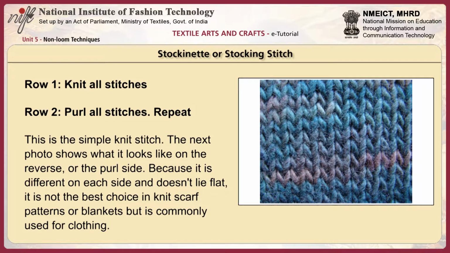Row 1. Knit all stitches. Row 2. Purl all stitches. Repeat. This is the simple knit stitch. The next photo shows what it looks like on the reverse or the purl side. Because it is different on each side and does not lie flat, it is not the best choice in knit scarf patterns or blankets but is commonly used for clothing.